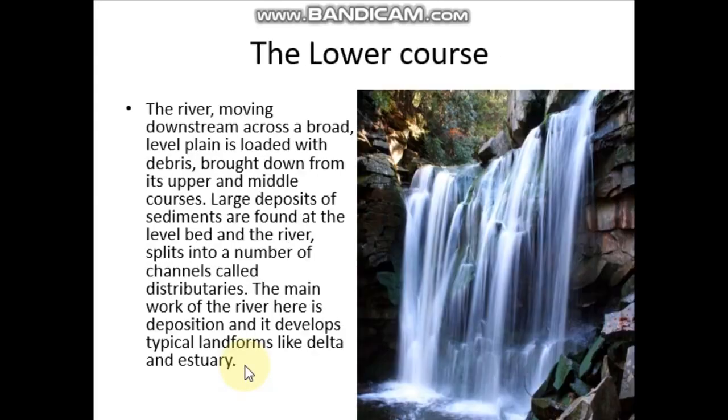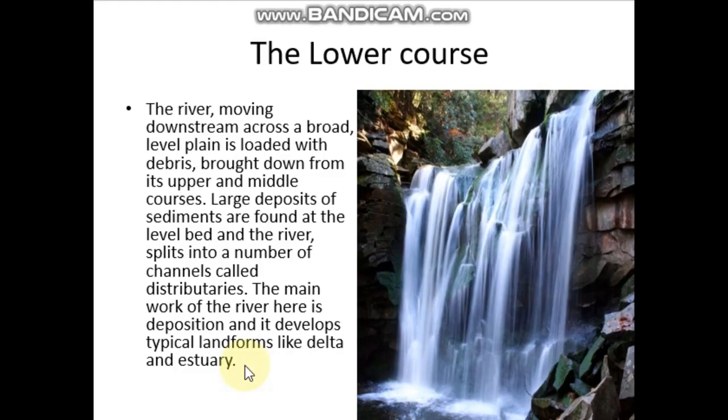Next is the lower course. In the lower course, the river moving downstream across a broad level plain is loaded with debris brought down from its upper and middle courses. So from the upper course and the middle course, the river has carried some debris. Debris means some waste products, some rock, sand, leaf, etc.